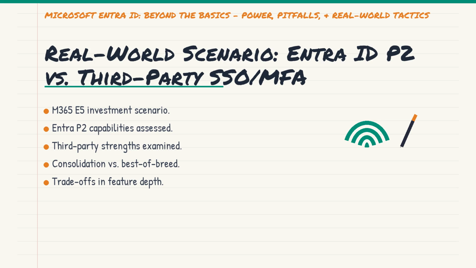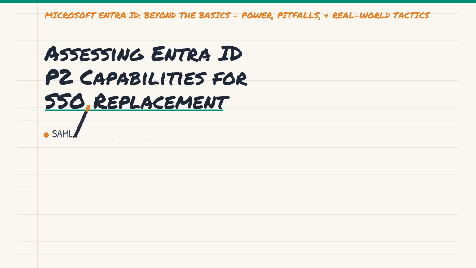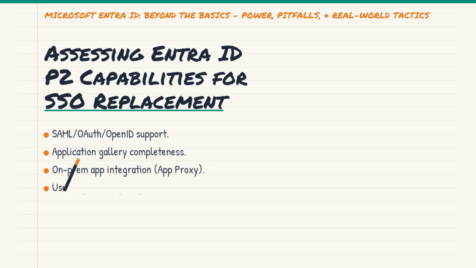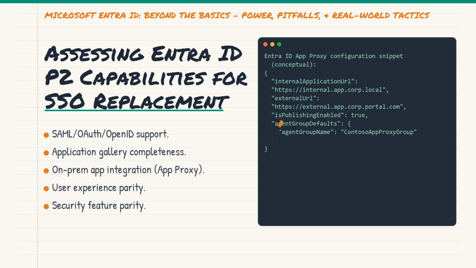This is where you need to map features, risk tolerance, existing investments, and future roadmaps. It's not always a simple yes or no, it's about the trade-offs. In our scenario, the enterprise needs to seriously evaluate Entra ID P2's SSO feature set. Does it support all their critical business applications? What about federating with applications that only support older protocols or have very specific SAML requirements? Entra ID's app gallery is vast, but edge cases exist.